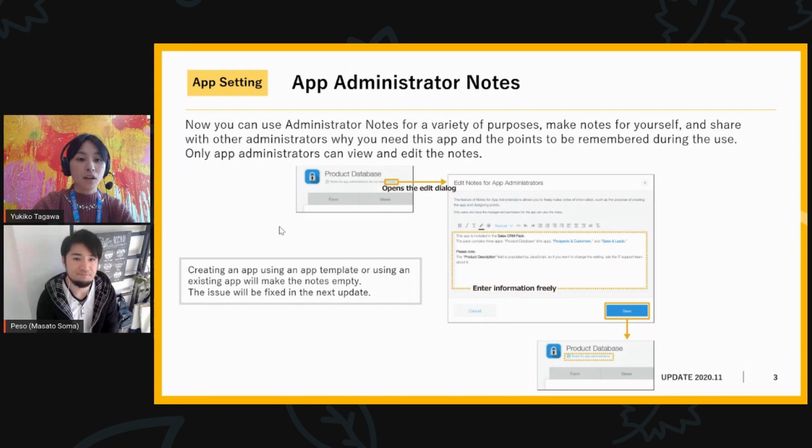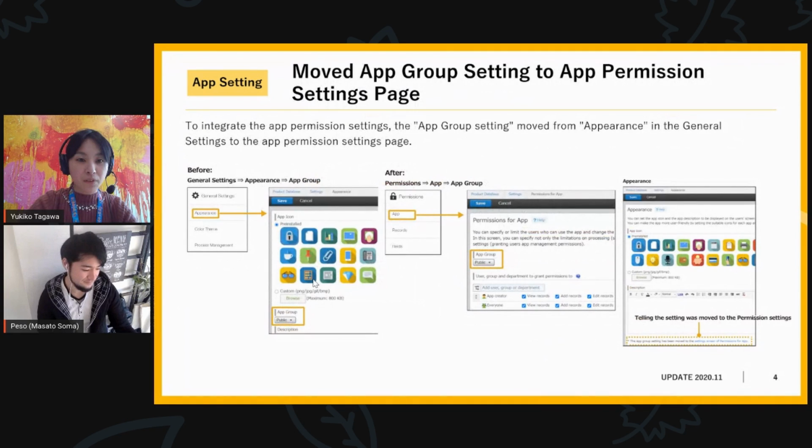Oh, I see. And are we planning to have another update related to this next month? That's the update that I said right now. Oh, really? Yeah. Creating an app using an app template currently comes with the notes empty. So yes, we are going to improve this. Okay, thank you. So next, we moved the app group setting to the app permission setting page.